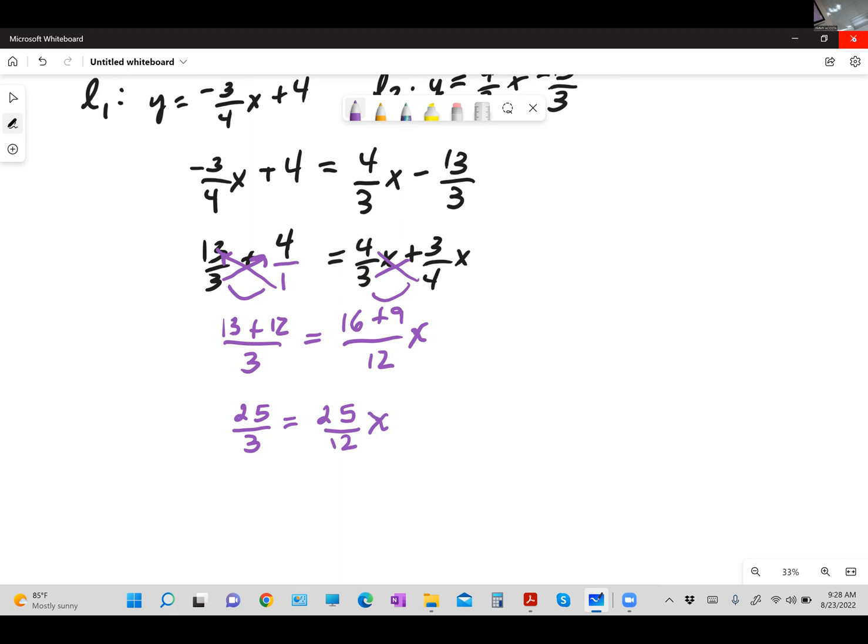Now we multiply both sides by the reciprocal, right? So this is going to be 12 times 25. 25 times 3 equals x. You can see that these cancel. So x equals to what? Cuatro. The answer is x equals to 4.